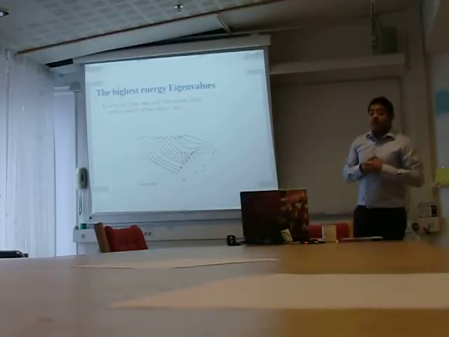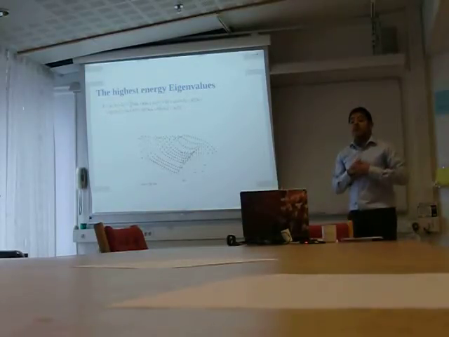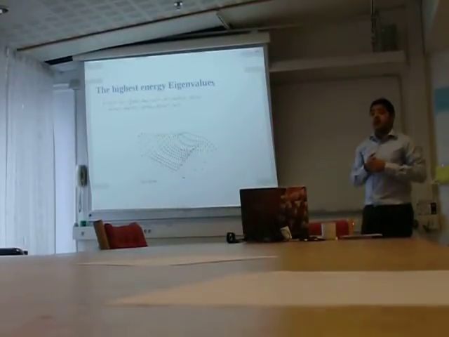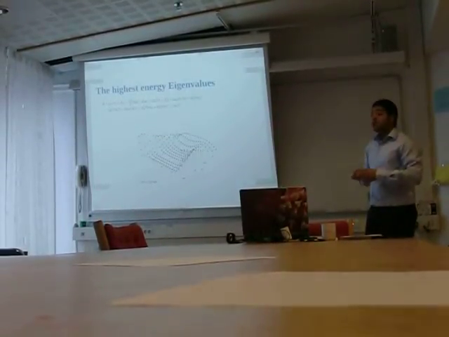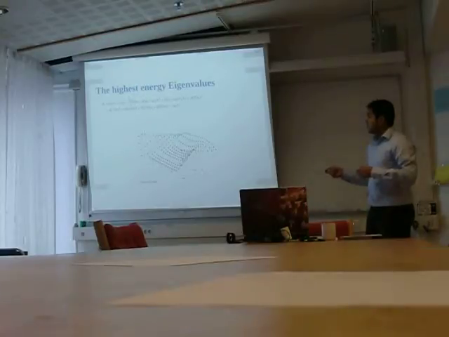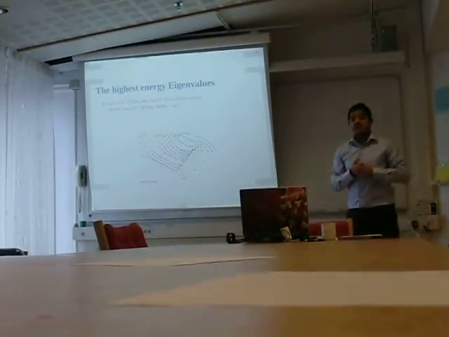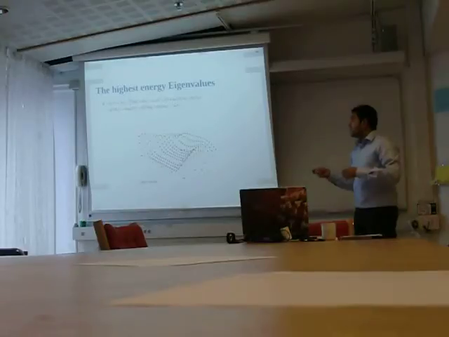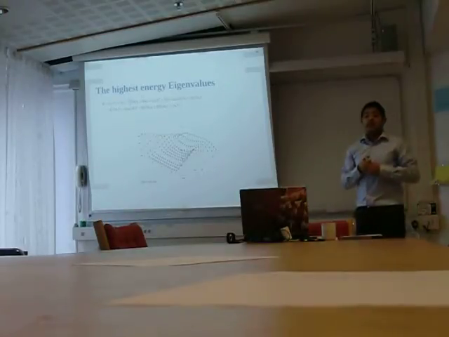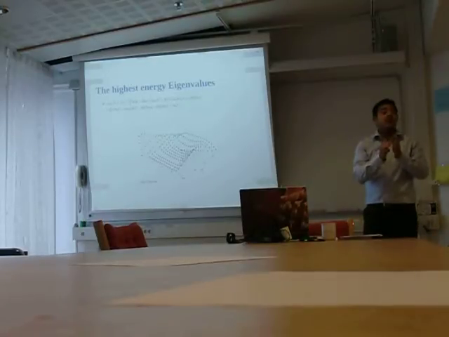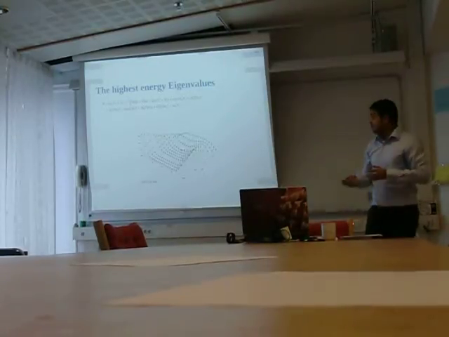I have only talked about the lowest energy level, but what about the highest energy eigenvalues? Well, we know that the highest energy level is dominated by this state here. In this case, we have 20 bosons, and this state here has the highest amplitude, and it means that we have 20 bosons on just one side and 0 bosons on the other side.